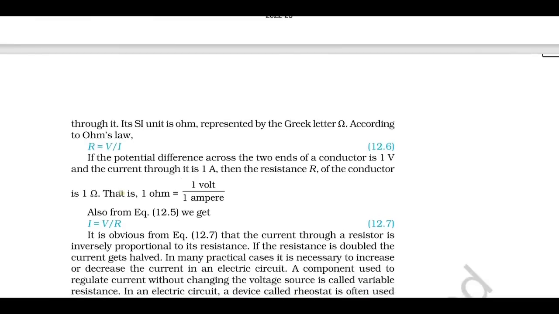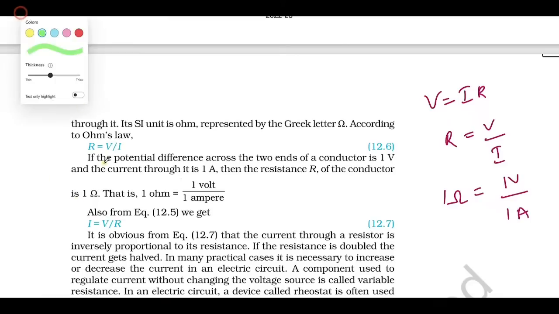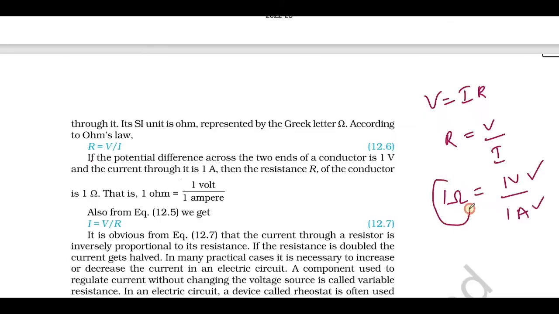And an important question you can expect is, define 1 ohm. V equals what? IR. V equals IR. R equals V by I. So 1 ohm equals 1 volt by 1 ampere. That is, if the potential difference between two ends of a conductor is 1 volt and the current in it is 1 ampere, then the resistance is 1 ohm. The conductor has a resistance of 1 ohm.